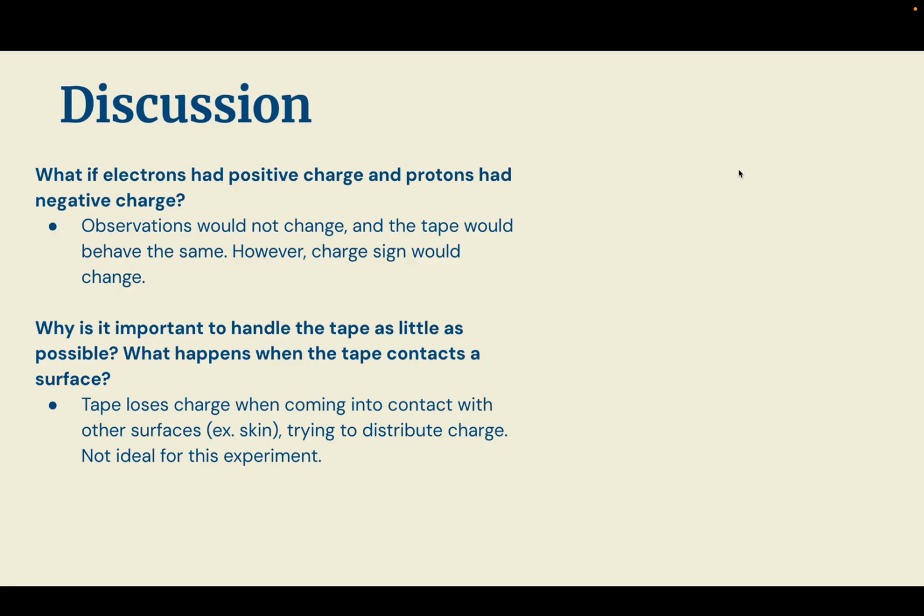If electrons and protons had opposite charges, our observations would not change and the tape would behave the same. However, the observed charges would have opposite signs. It's important to handle tape as little as possible because it loses charge when coming into contact with other surfaces. This is not ideal for our experiment because then there would be a smaller electric force.